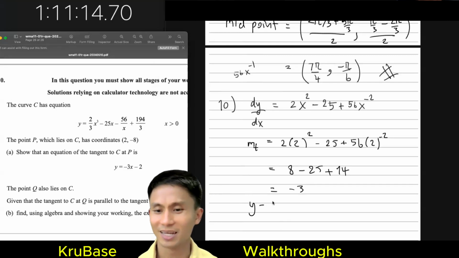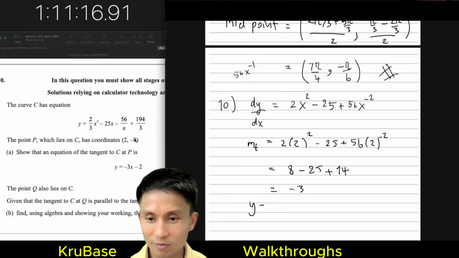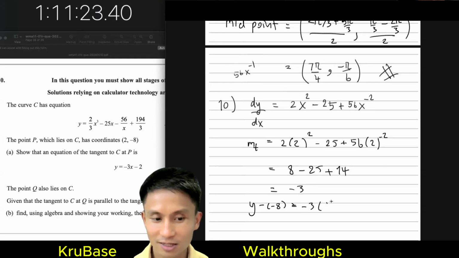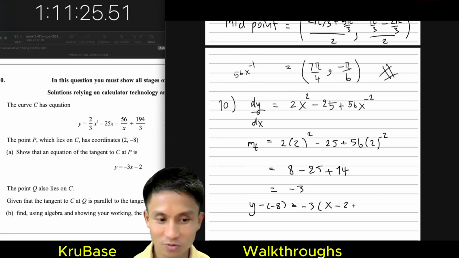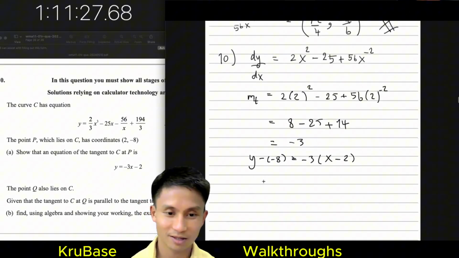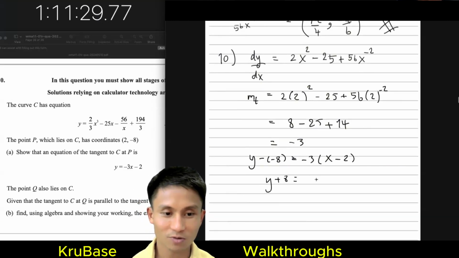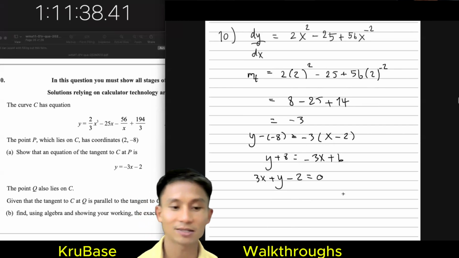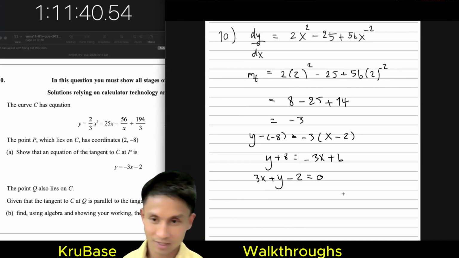And then we do y minus y1 equals m times x minus x1. Sorry, guys, a bit late. All right, so y1 being -8, so y minus -8 equals m being -3 times x, x1 being 2, right? So that's it. So y plus 8 equals -3x plus 6. So 3x plus y minus 2, moving 6 to the other side, I get 0 on the right side.